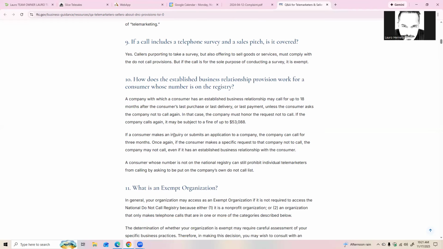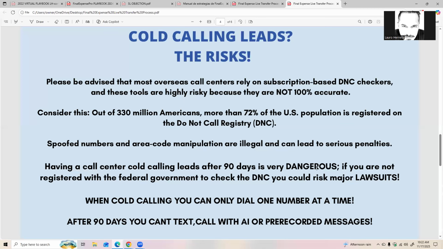If a consumer makes an inquiry, a lead, or submits an application to a company, the company can call for 3 months. Once again, if the consumer makes a specific request to that company not to call, the company may not call, even if it has an established business relationship with the consumer. Let that sink in, ladies and gentlemen. 3 months from the moment in time that lead was originated.